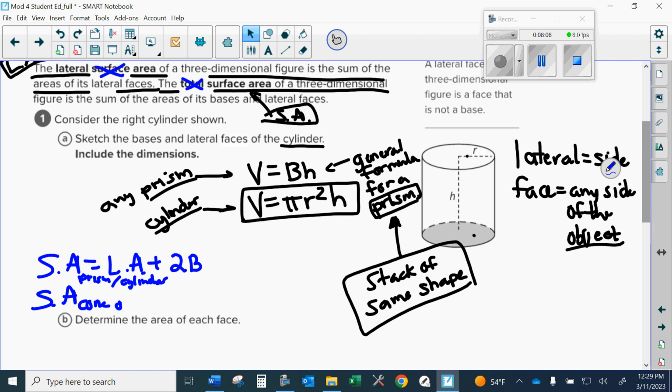Surface area of a cone or pyramid, it only has 1 base. So it's going to be the lateral area plus 1 base. These are the general formulas because it's not breaking down specifically. If it's a prism or a cylinder, it's got 2 bases, so it's lateral area plus the area of the 2 bases. The surface area of a cone or pyramid has only got 1 base, so lateral area plus area of 1 base.